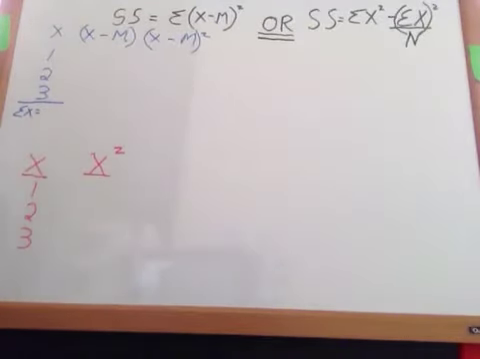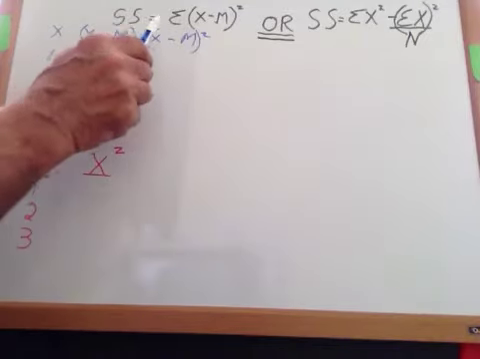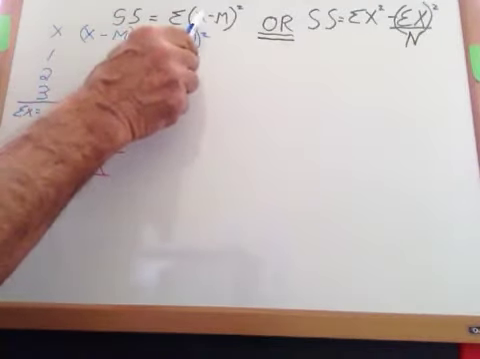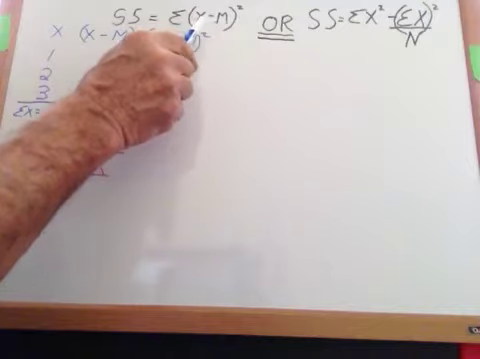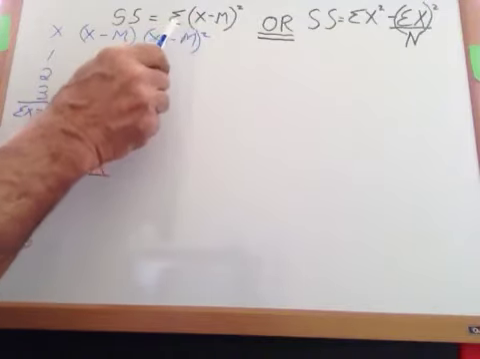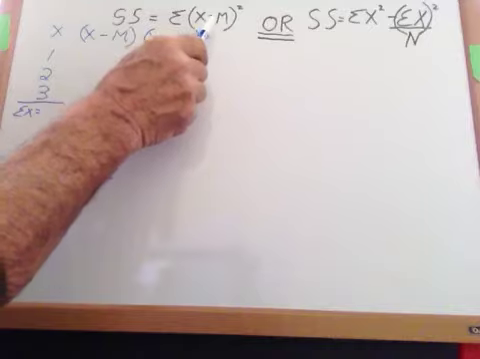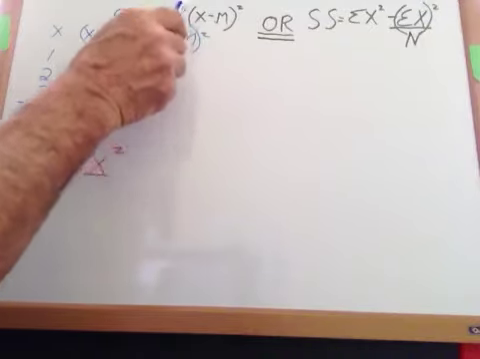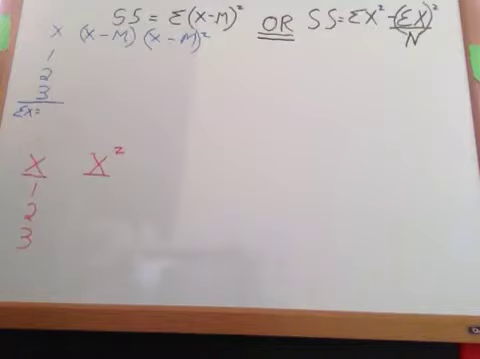Okay, I mentioned earlier that there's a couple of different ways of computing this sum of squared deviations, or this SS, or sum of squares. One way is the one we've learned in our text, called the deviational formula, where you take each raw score, subtract the mean from it, square it, and then add those squared deviations, and that gives you the sum of squares.